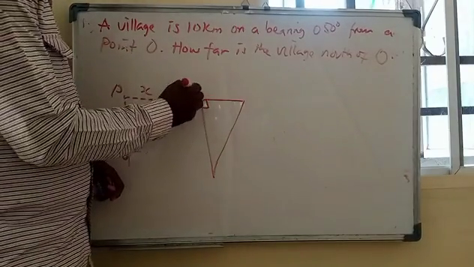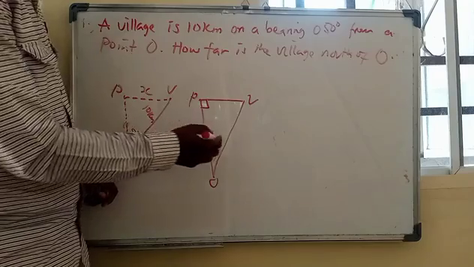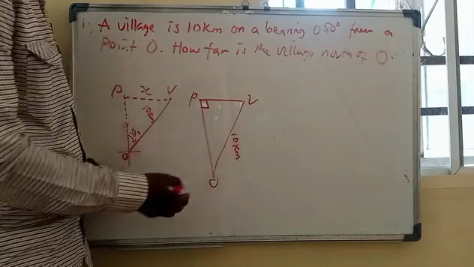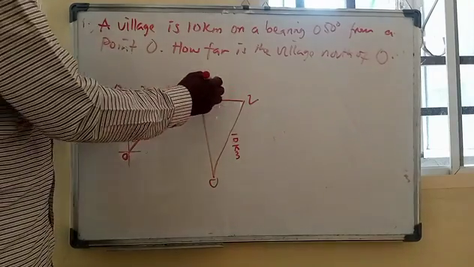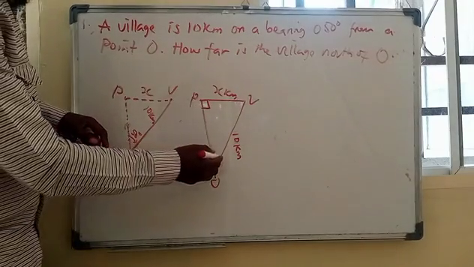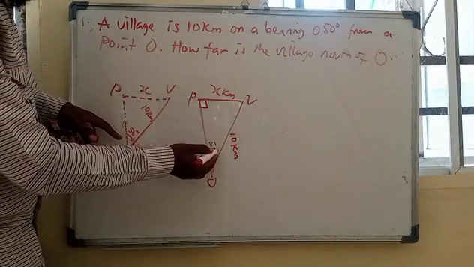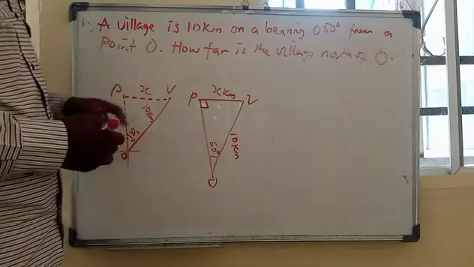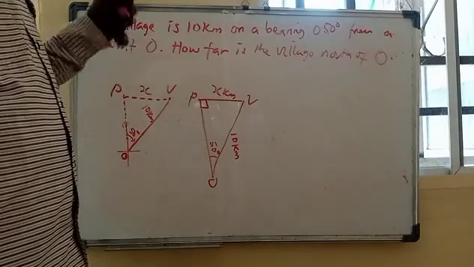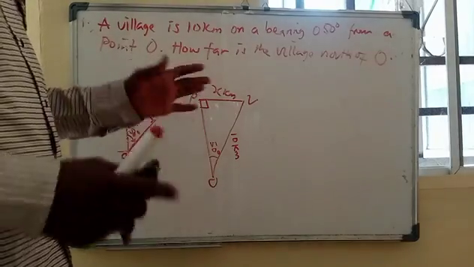So the labels are P, V, and O. Here is known to be 10 kilometers. You understand? Then here we are finding S kilometers. An angle we know here, this angle is already described. Then we have 50 degrees. So how do we now find S? Very simple. You should go back to the trigonometry of the right angle triangle. We can use either Pythagoras theorem or SOHCAHTOA.